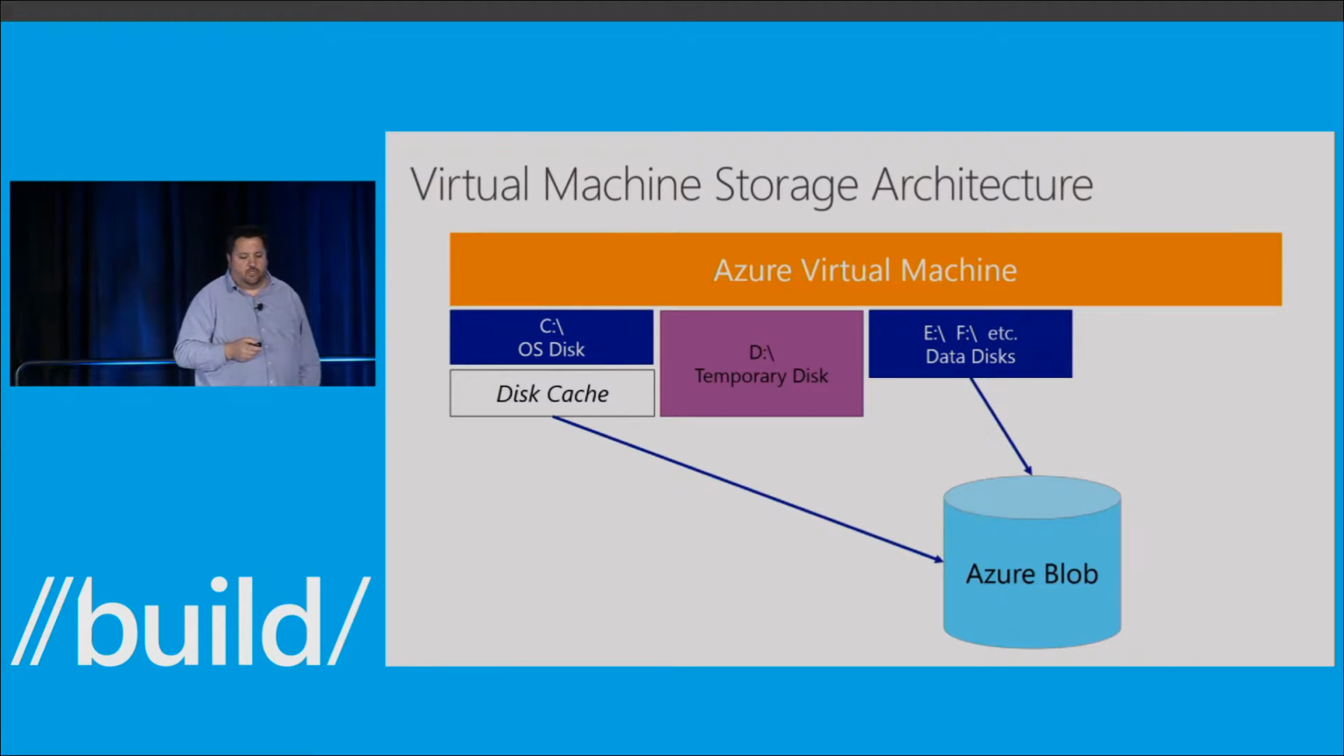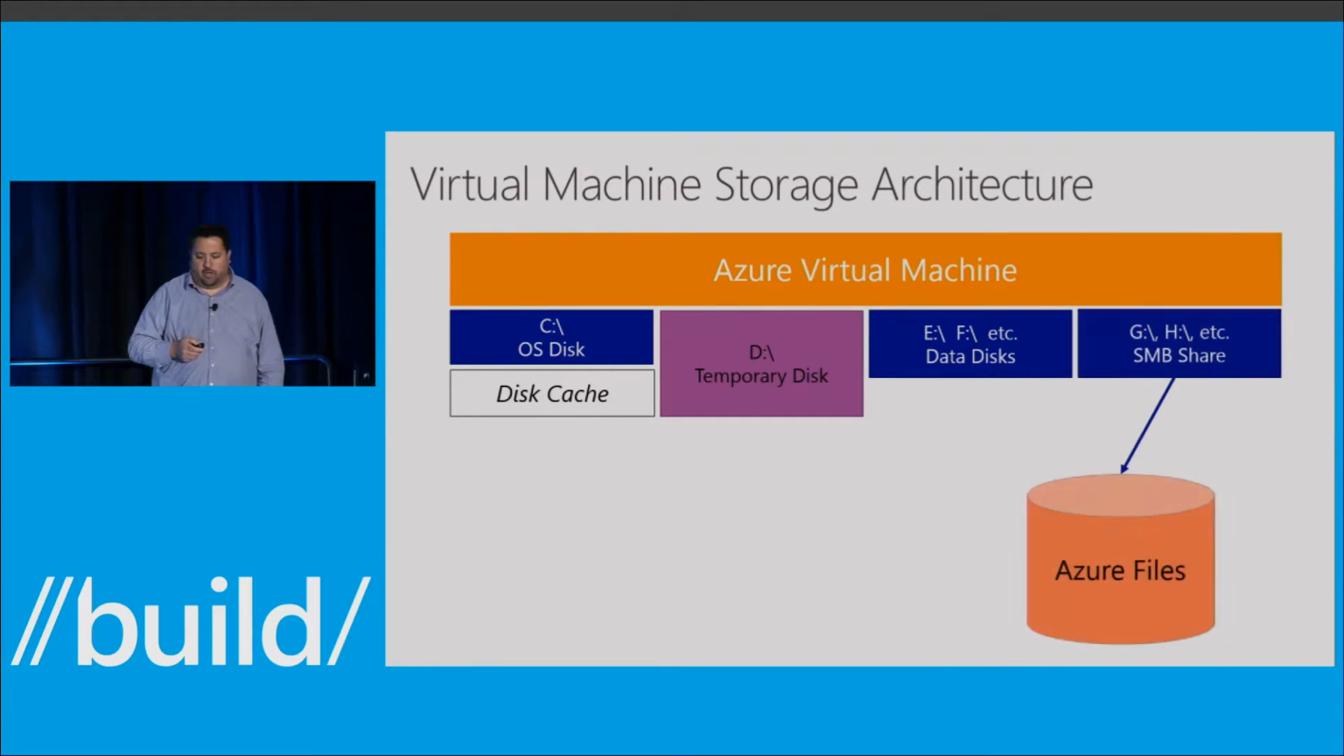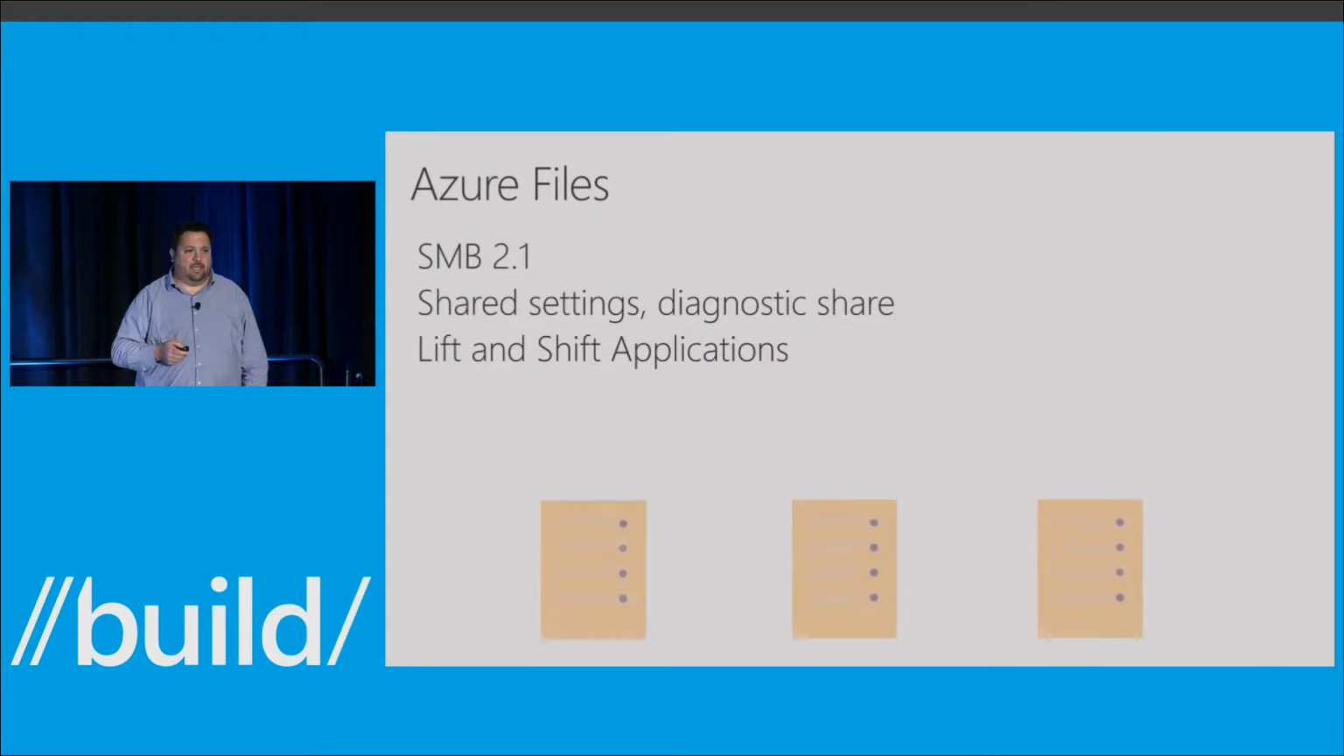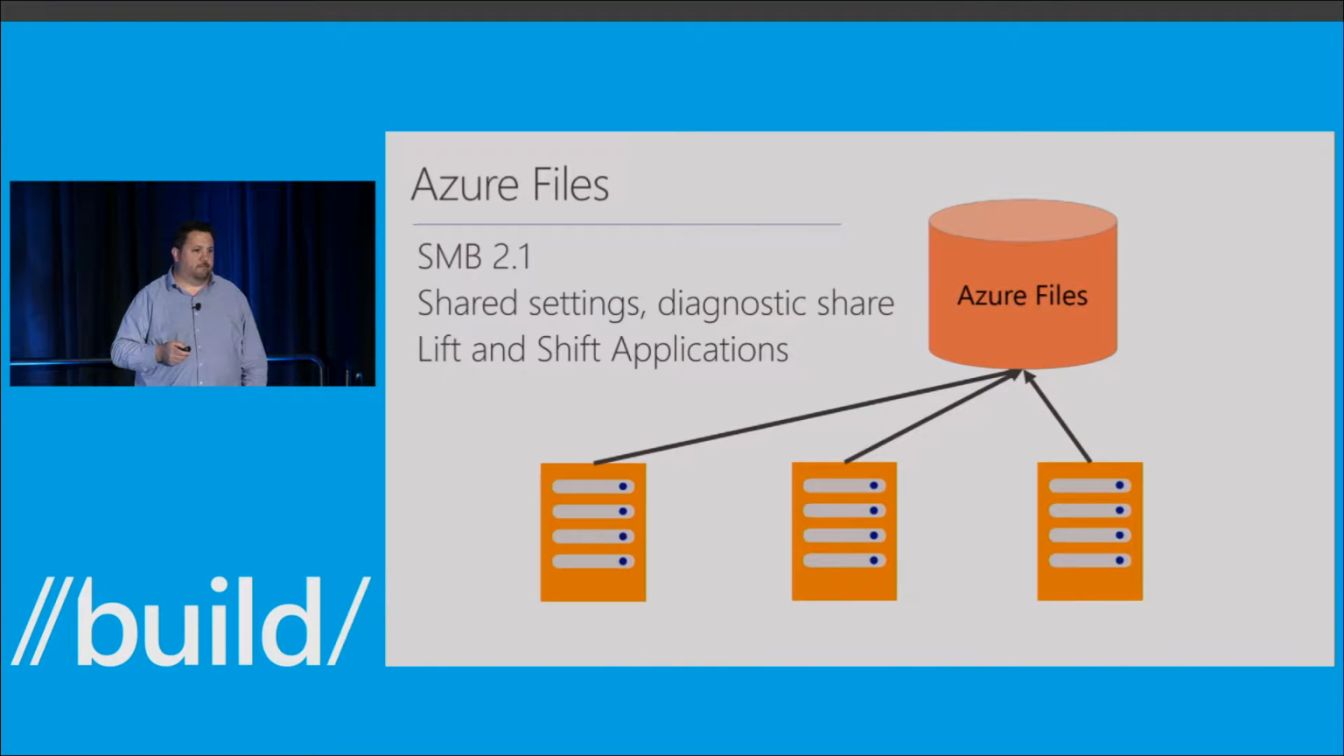So in addition to the Azure Blob storage, we also have Azure Files. Azure Files is currently in preview. Azure Files is basically another way that you can attach storage, and the key there is you can enable SMB. So we're actually using SMB 2.1, so if you wanted a shared file location where multiple virtual machines are accessing the same file share at the same time, this is the way that you want to do it.